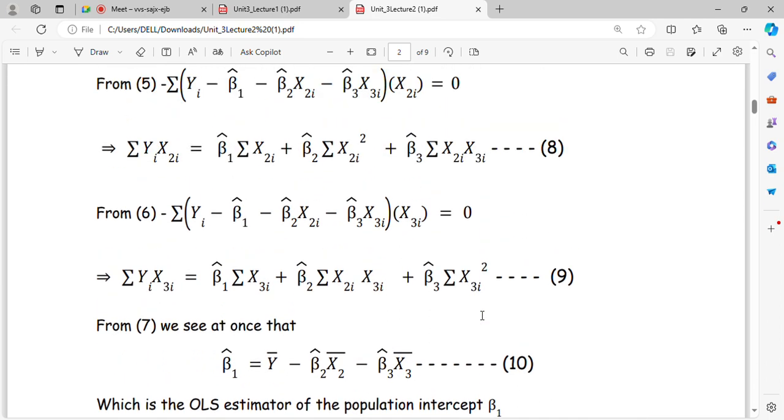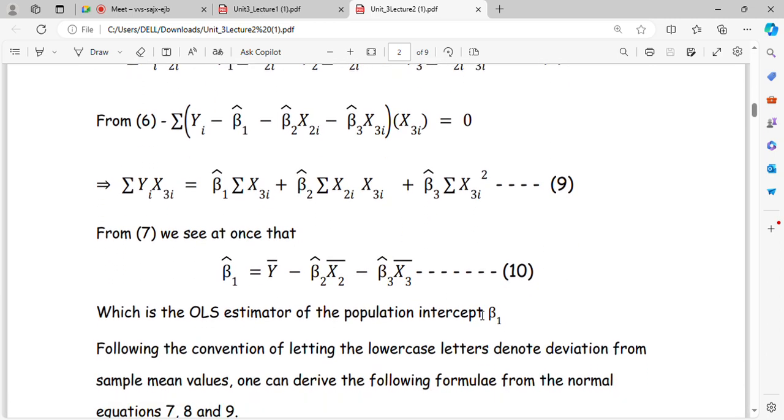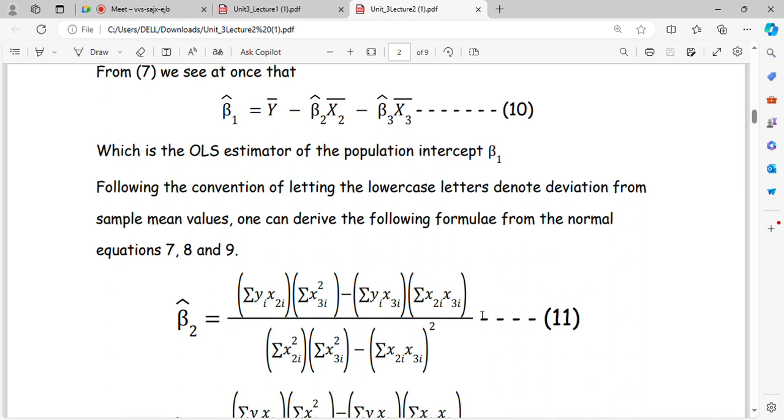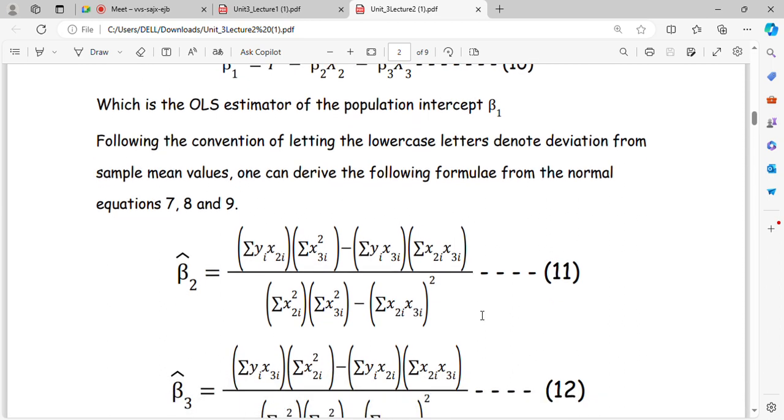Equations 8 and 9 we can get. So if I apply Cramer's rule on equations 8 and 9, from here I obviously get beta 1 hat and beta 2 hat. Okay, if you need it, I can show it on paper. So following the convention of letting the lowercase letters denote deviation from sample mean values, one can derive the following formula from the normal equations 7, 8, 9.